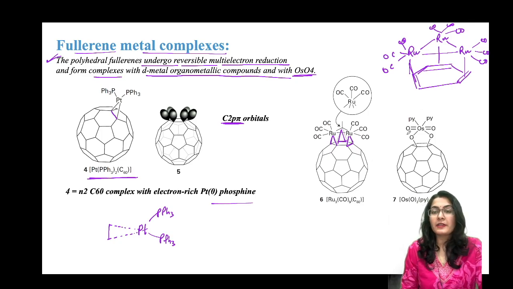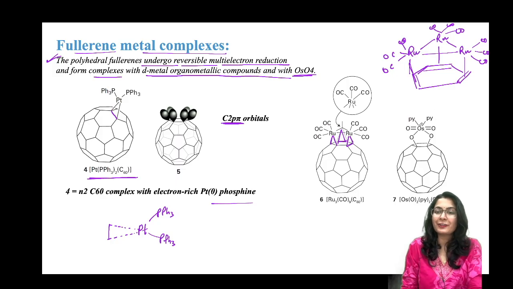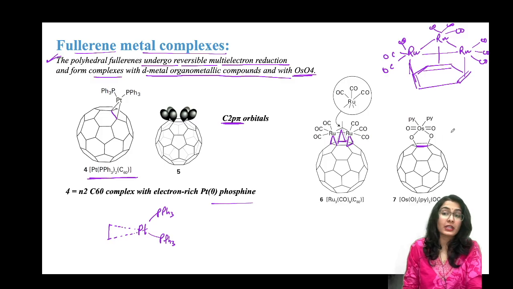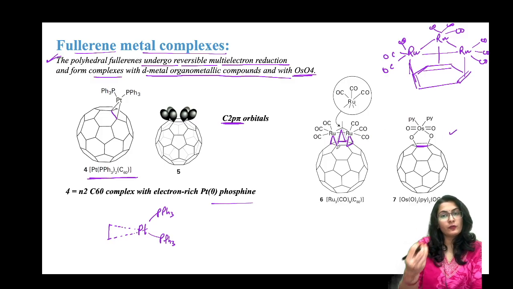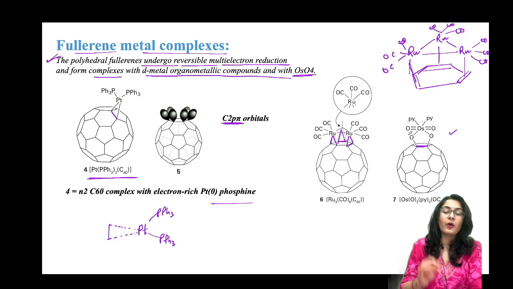The same thing happens with osmium, but here osmium tetraoxide has to be provided pyridine so that it becomes a little bit electron rich, and only this one double bond is forming a 5-membered ring with osmium and oxygen. This type of bonding is different. This is just alkene to metal. This is also just alkene to metal. However, this is a proper carbon oxygen bond.